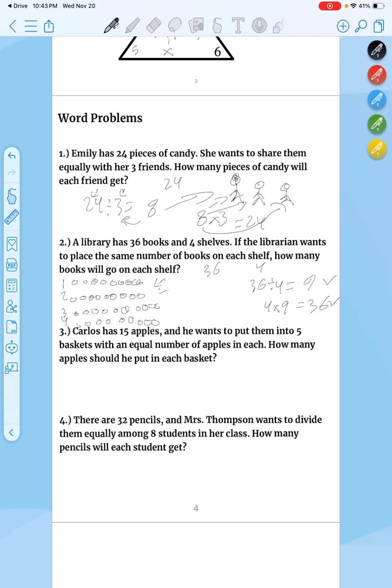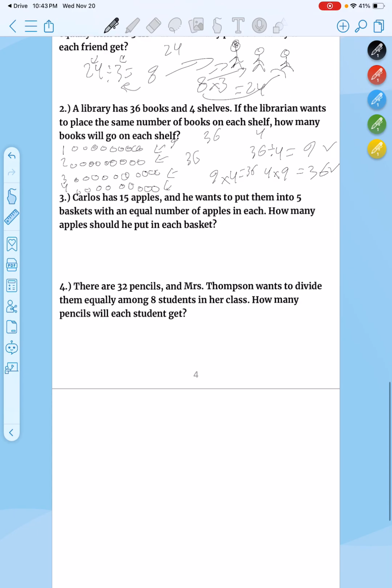Okay, so if each row has 9 and we add them up, we would get 36. Or we could just count one row. The first row has 9 and there's 4 rows. So 9 times 4 will be 36.